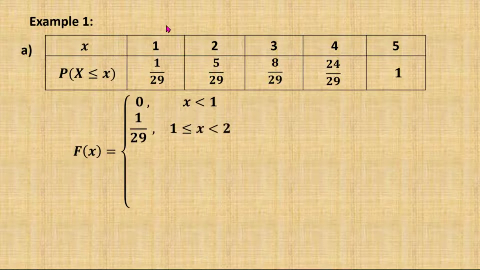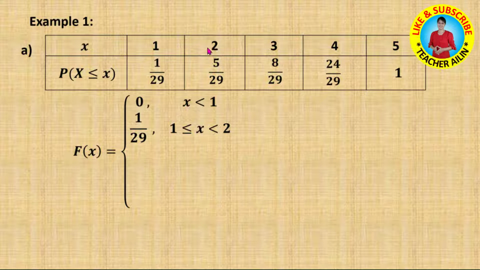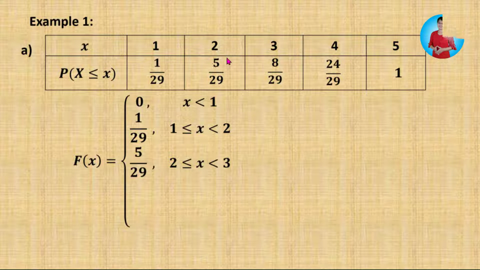When x is equal to 1, the probability is 1 over 29. This value remains unchanged from x equals 1 up to 2, but not including 2. When x is 2, the cumulative probability is 5 over 29. This value remains unchanged from x equal to 2 up to 3, but not including 3.